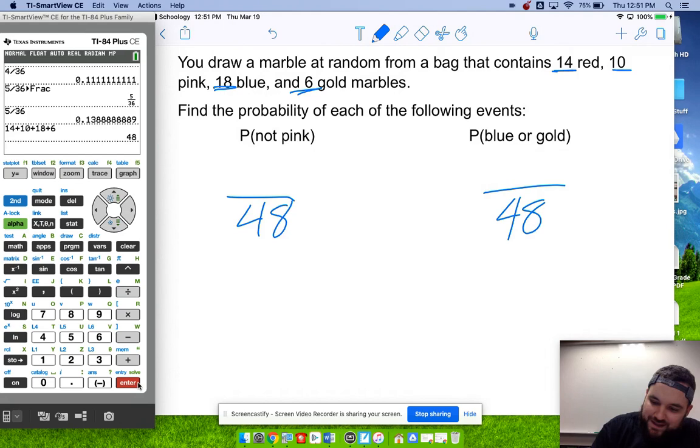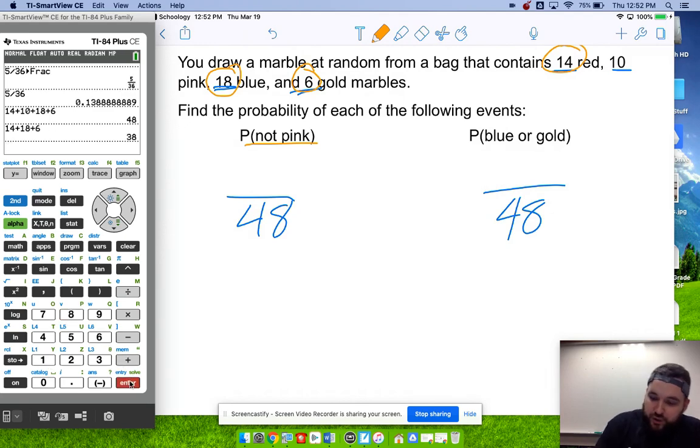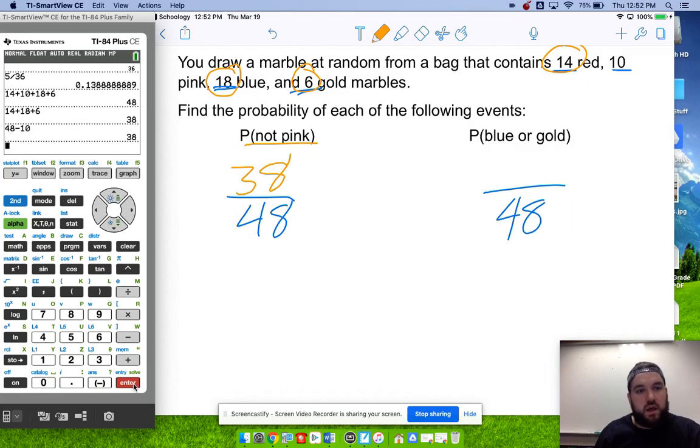What's the probability that the marble is not pink? Okay. Well, if you think about which marbles are not pink, those are the red ones, the blue ones, and the gold. So I could take 14 plus 18 plus 6, and that's 38. And some of you might be saying, well, couldn't I just take 48 because there's 48 marbles and subtract off the 10 pink ones? And you're absolutely correct. That's called the complement. We're not really going to get into it, but that's another way you could get the event space. So 38 out of 48.